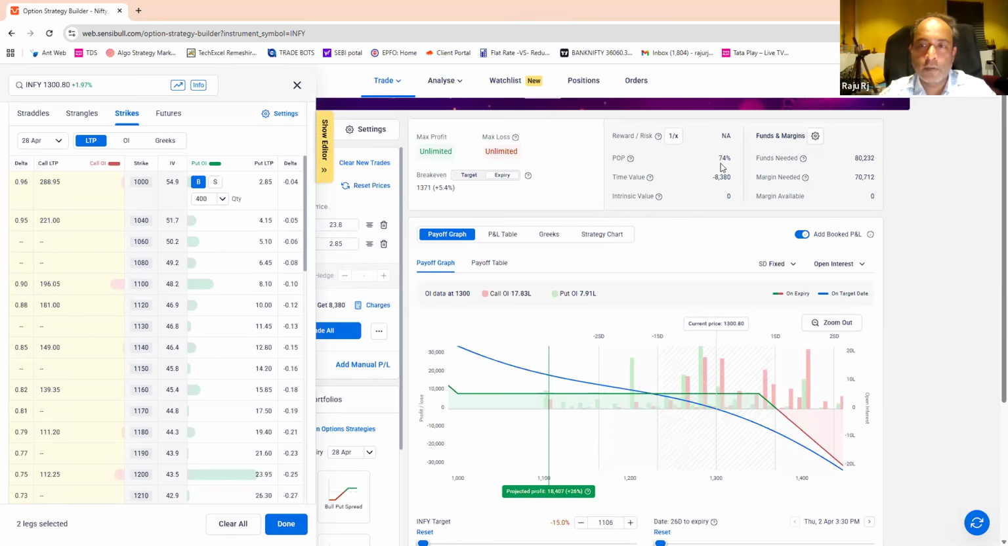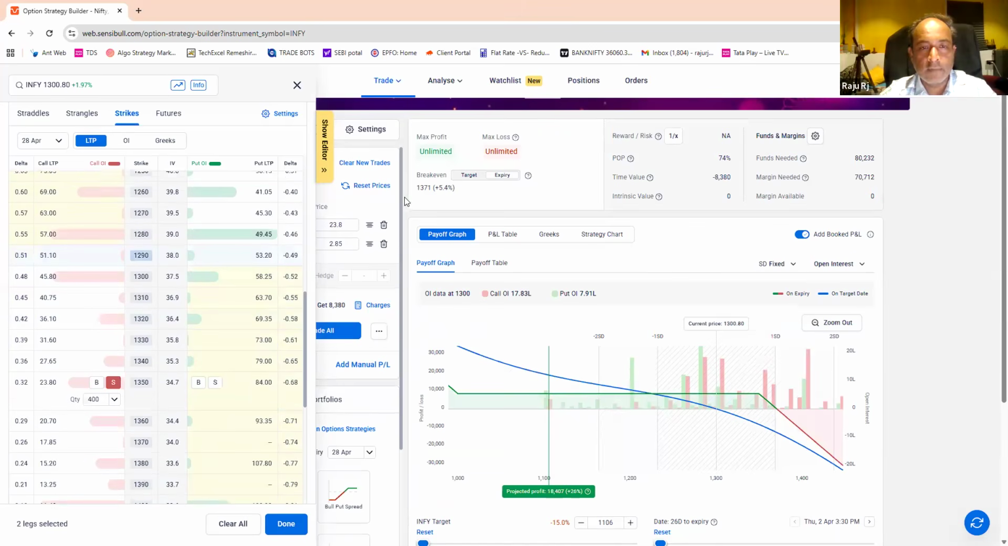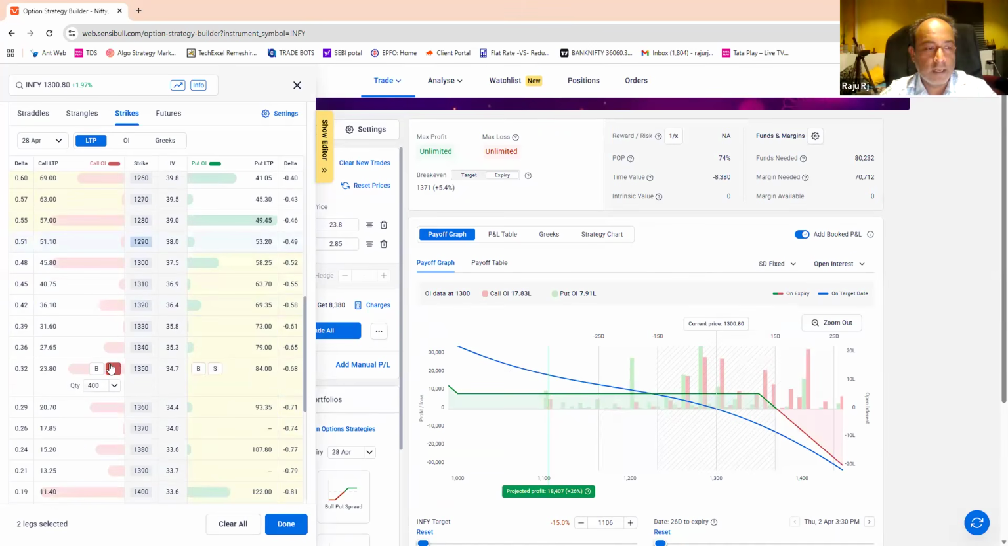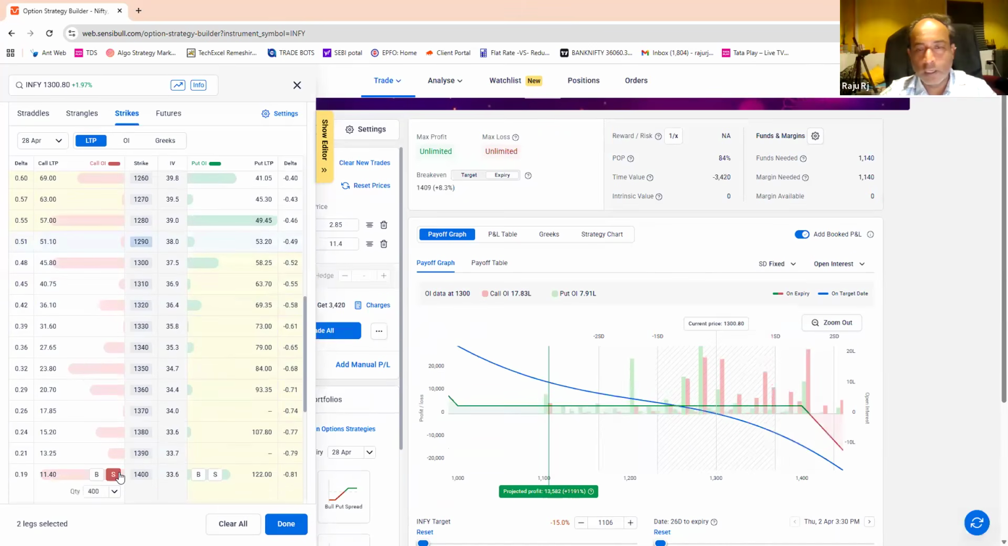And the probability of profit you can see here is 74%. And if you don't want to sell it at a very even 13, even 5% high, you can just go and sell any of the 1400 call. The probability will increase to 84%. Okay. And you will make only 3,400 rupees.